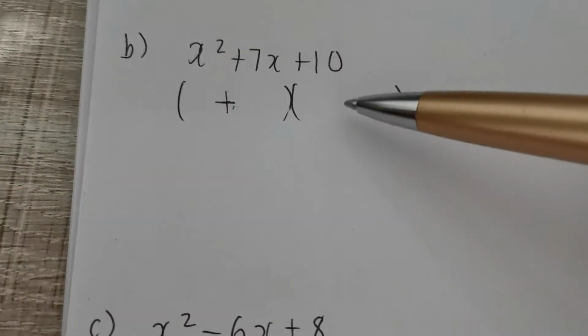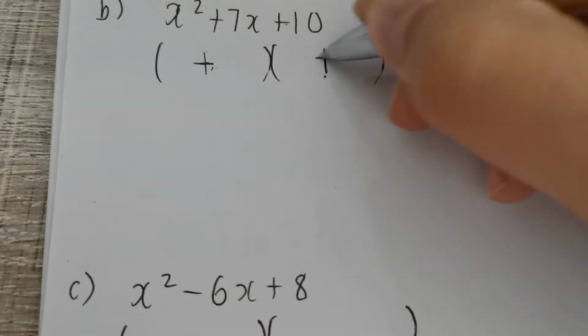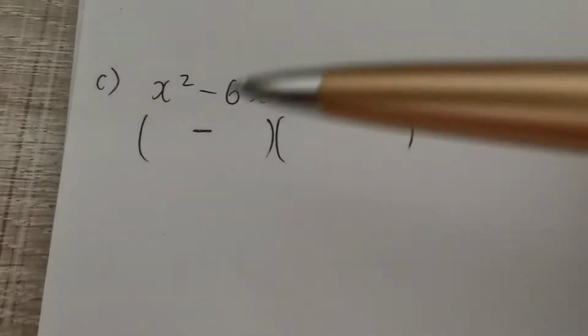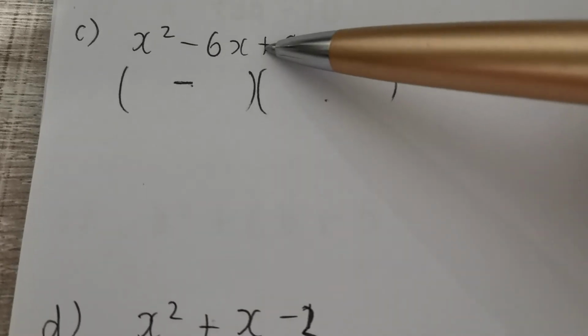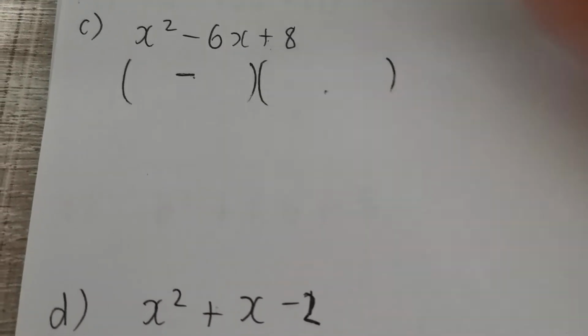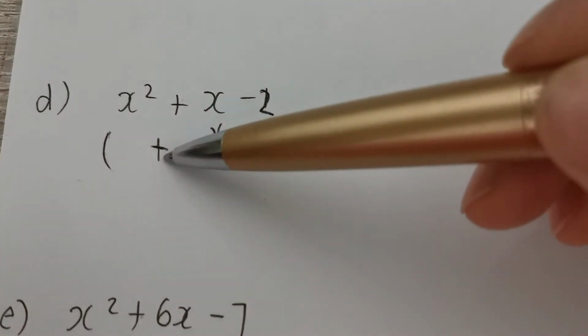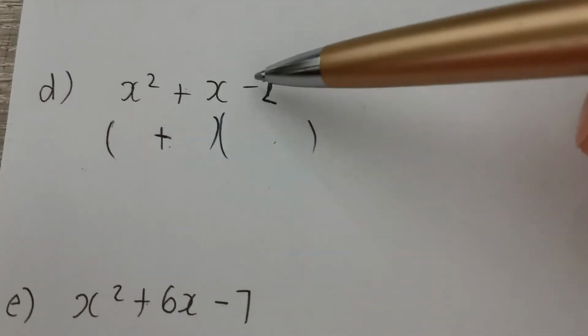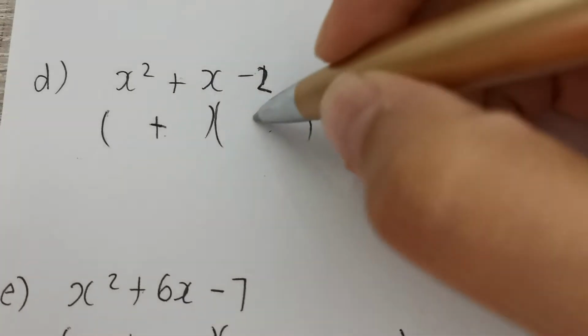Positive times what will give me a positive? The answer is positive. Let's do this again. Negative times what will give me a positive? Negative times negative gives me a positive. Let's try this again. Positive times what will give me a negative? Positive times negative will give me a negative.